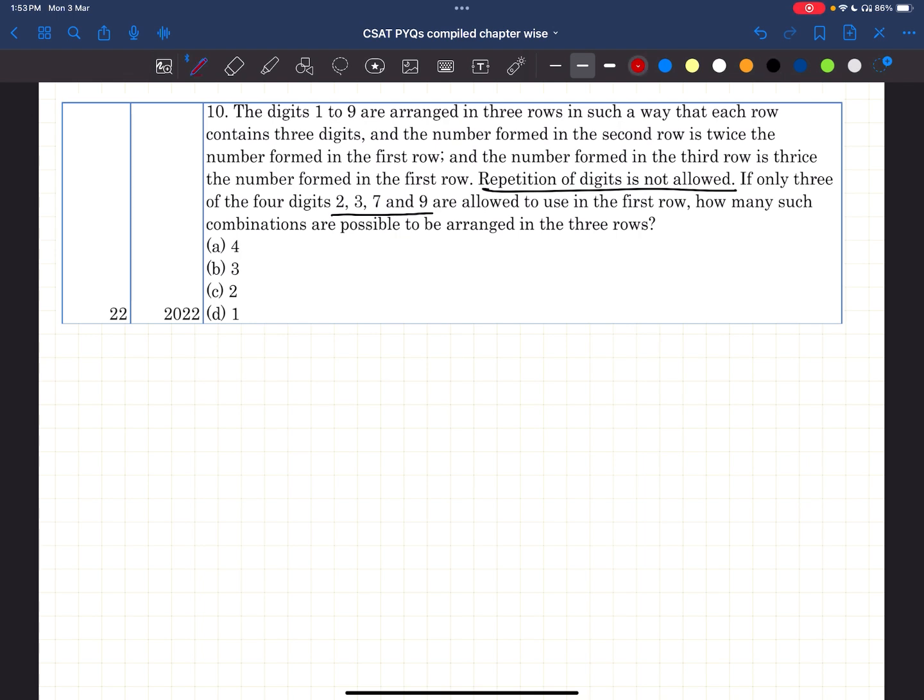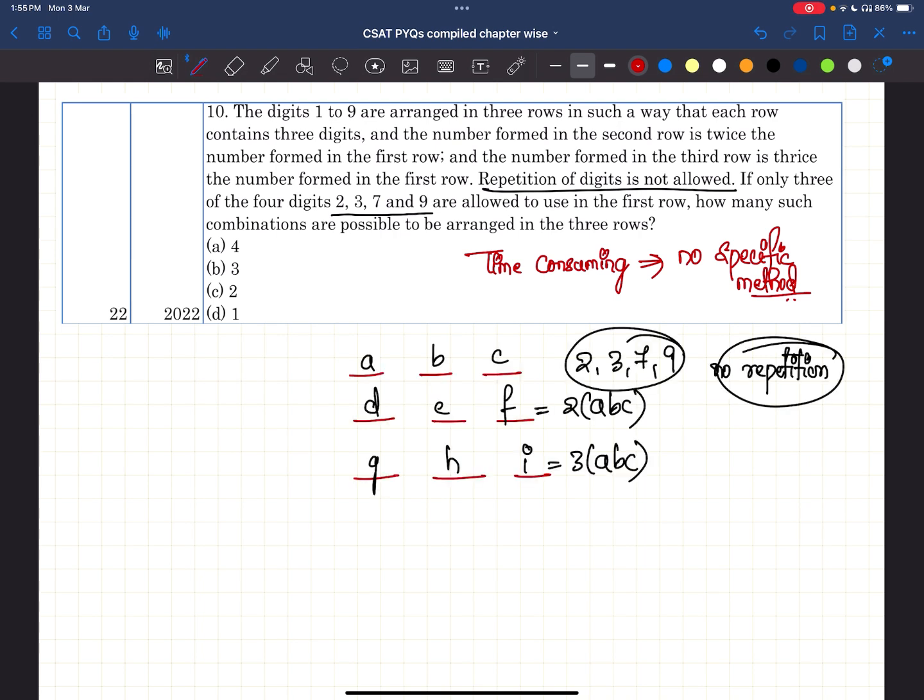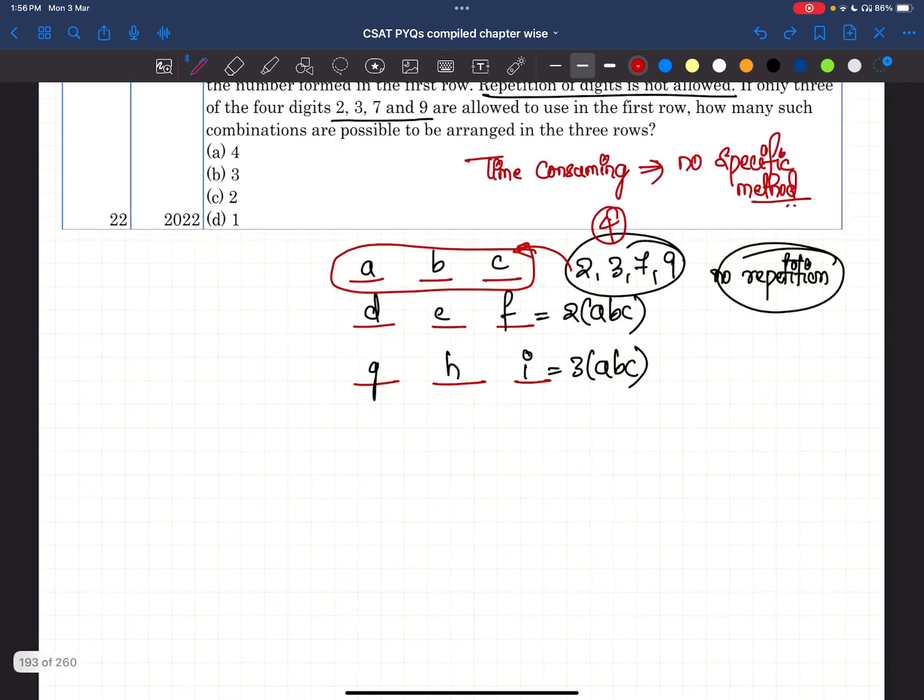See, this is also time consuming and there is no specific method, right? No specific method. So better solve easy questions in the beginning and later come to this type of questions. Now what we'll do, we have to solve this question in the conventional way only. What is it telling? We have 4 numbers, right? And these 4 numbers we have to place in the first row.